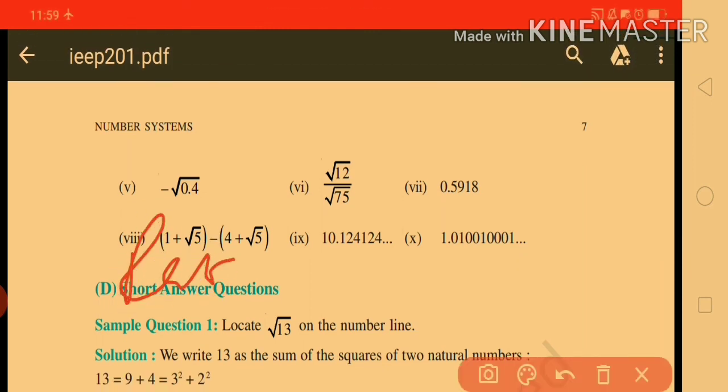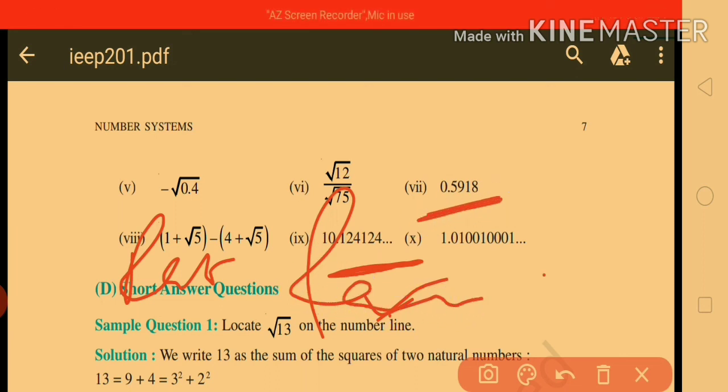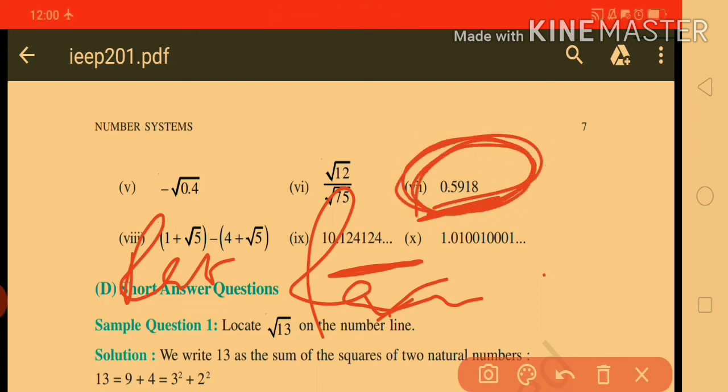Now see, 10.124, so it is a non-terminating and recurring decimal. So a non-terminating recurring decimal is called a rational number. Okay, and this is terminating but non-recurring decimal, so this is also a rational number.